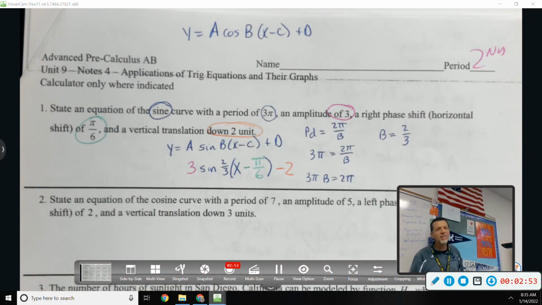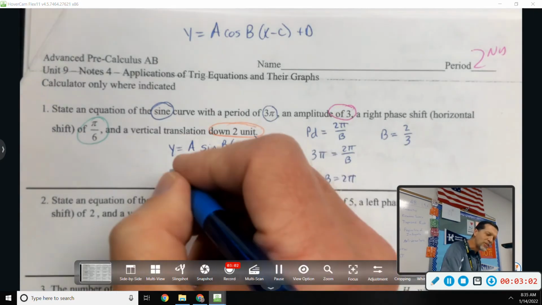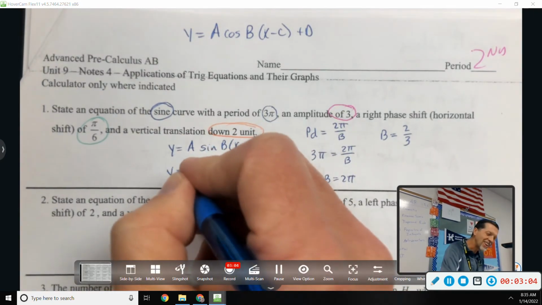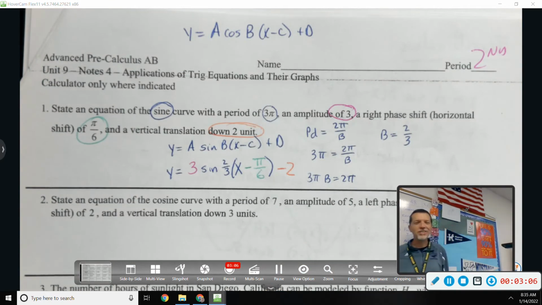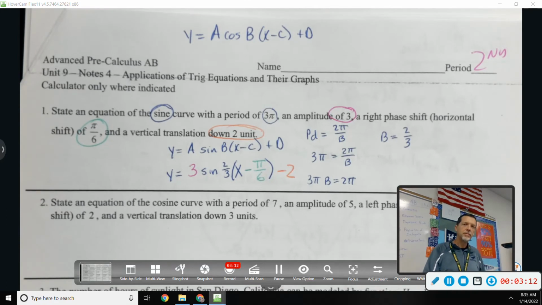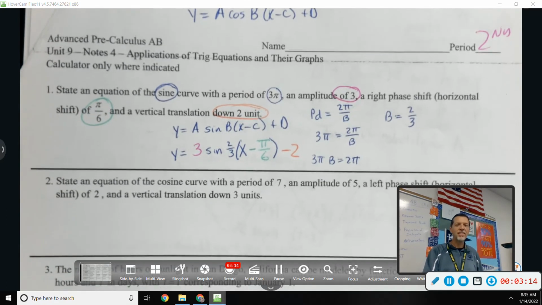Small point here. If you leave it like that, I'm going to take off a point, because y equals. You've had teachers before take off a point. Good for them. It's so frustrating when a student makes a 98 or 99 and the only thing they did was leave off y equals. But it says equation, so you've got to give an equation. So that one wasn't too bad.